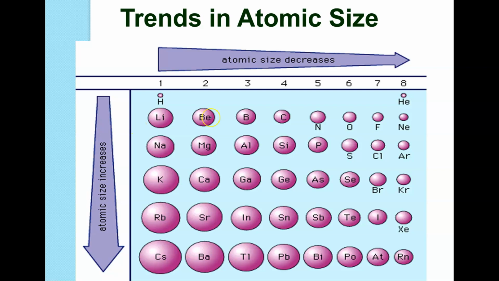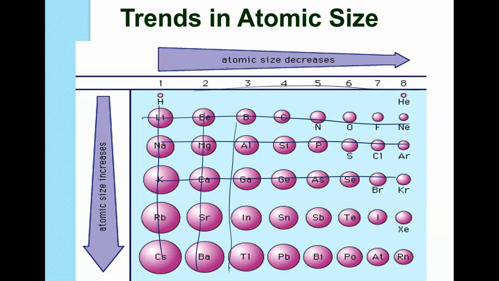So here's the trends in atomic size. Atomic size gets smaller as you go left to right within a period, and it gets bigger top to bottom within a family. Okay, that's the general trend. Whether you memorize that or not, that's up to you. But I'm never going to ask you to explain why it increases from top to bottom within a family and expect you to say it's because that's the trend.